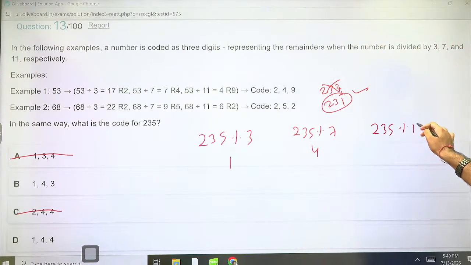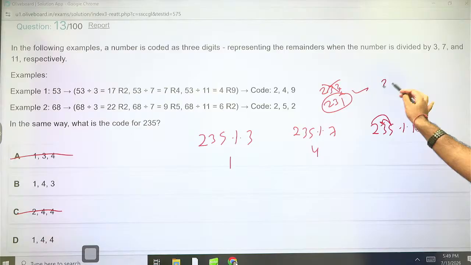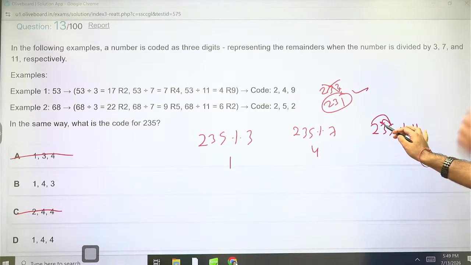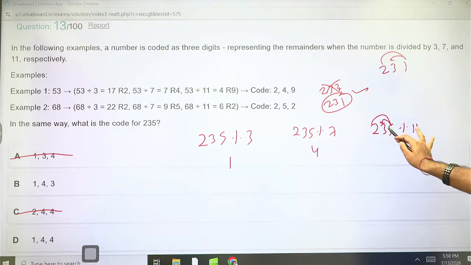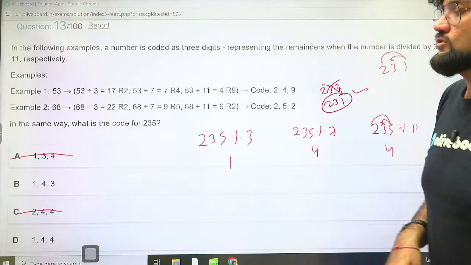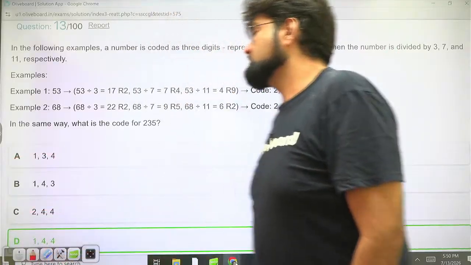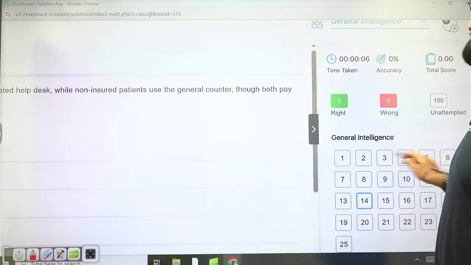235 with 11. So 2 plus 5 is 7, minus 3 is 4. We need either a 0 or an 11. So 7 minus 7 would have been the answer, but that is 275, which would increase the number. So this is not true. To decrease it, we need to make the sum 3. So it is 231. 2 plus 1, 3 minus 3. 231 remainder is 4 again. So the answer is option D. Okay. 41 seconds. Next.